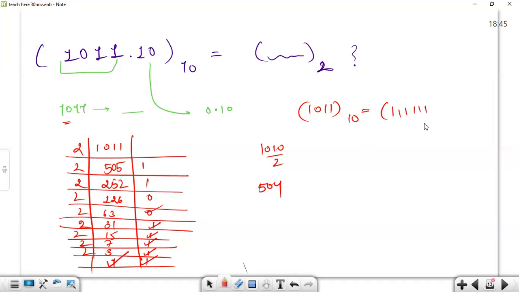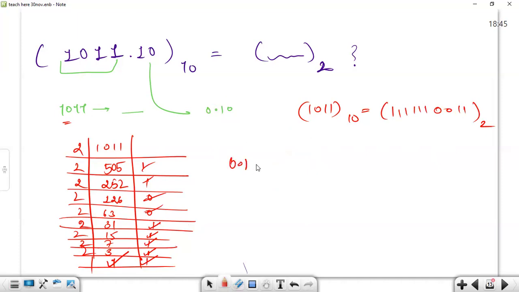Okay. 0, 0 and 1, 1. This is the binary equivalent. If I have made any mistake in the calculation, please correct me. Let's now discuss this.